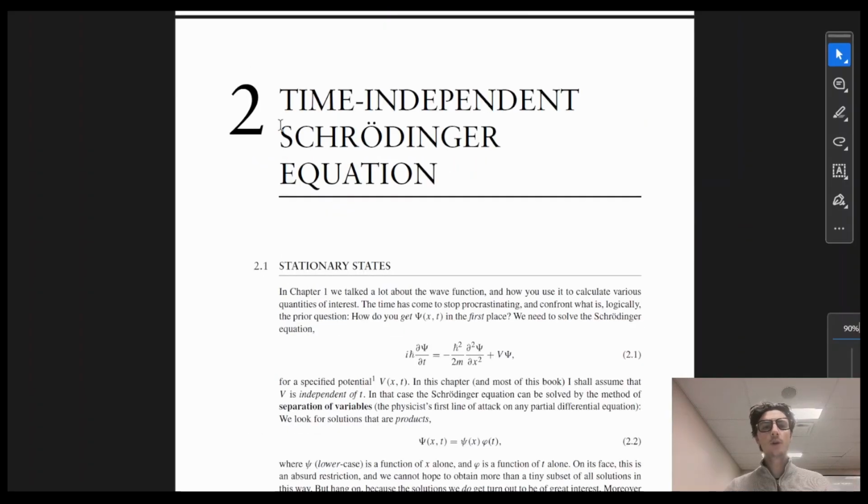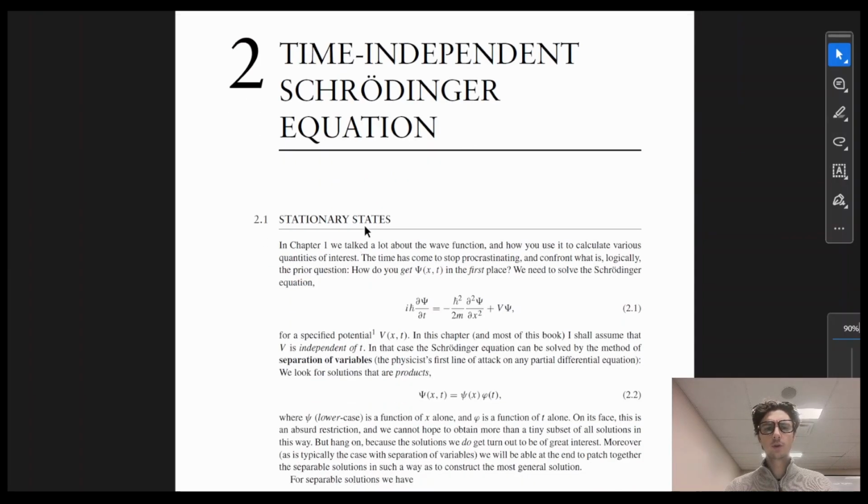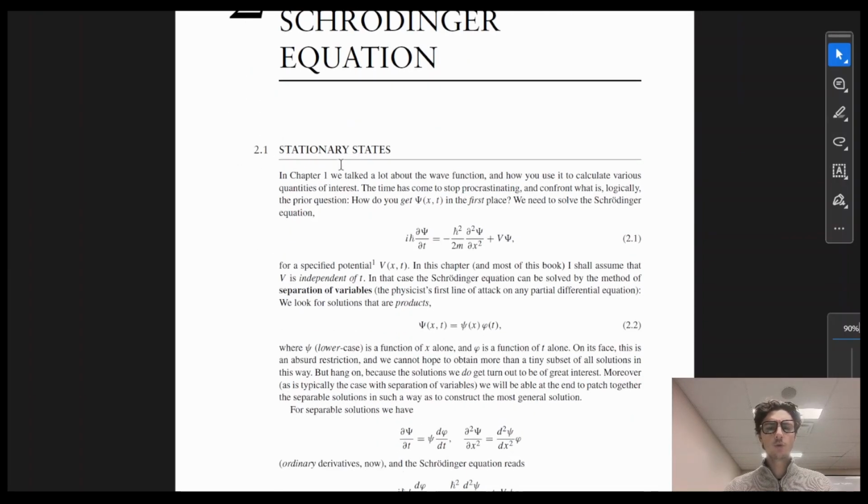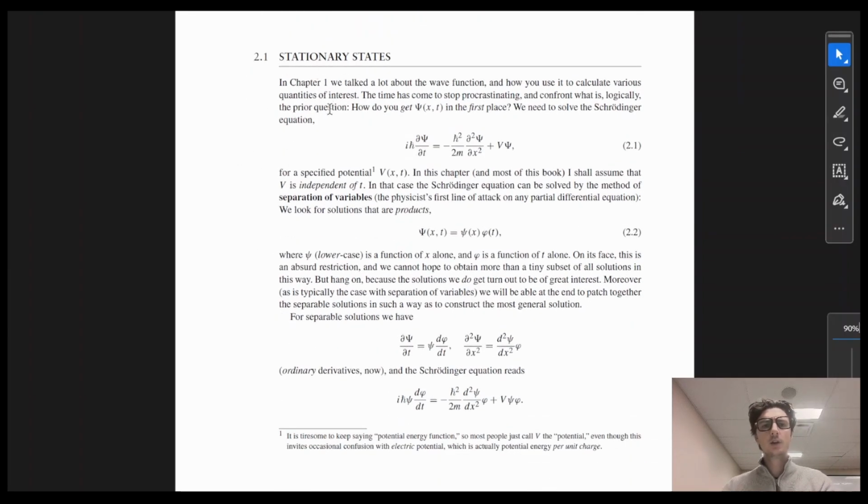So let's start. Chapter 2, time-independent Schrödinger equation. Section 2.1, stationary states. In chapter 1, we talked a lot about the wave function and how you use it to calculate various quantities of interest. The time has come to stop procrastinating and confront what is logically the prior question. How do you get psi in the first place?